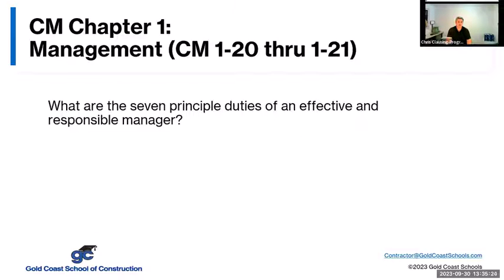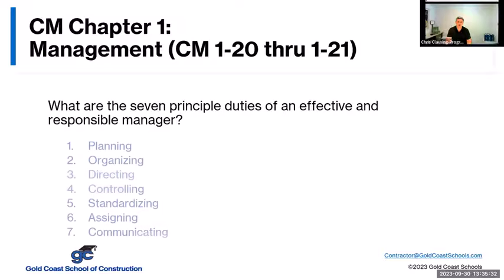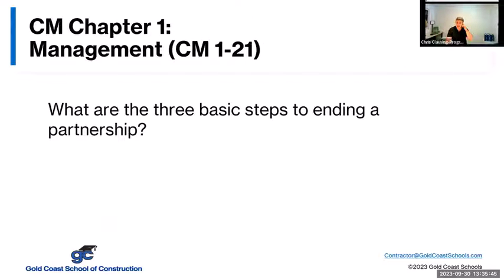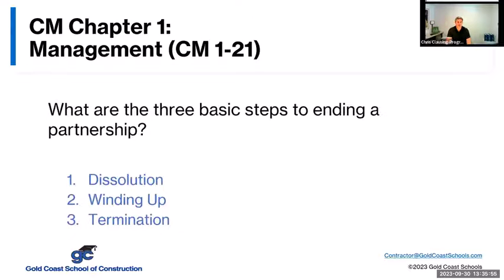And what are the 7 principal duties of an effective and responsible manager? So there you're going to be reviewing these items here: planning, organizing, directing, controlling, standardizing, assigning, and communicating. These are the main subheadings there. And then what are the 3 basic steps to ending a partnership? This is important, and you'll see this on page 1-21, dissolution, winding up, and termination. Now, each of these is a little different. We want to kind of explain what each one of these are.